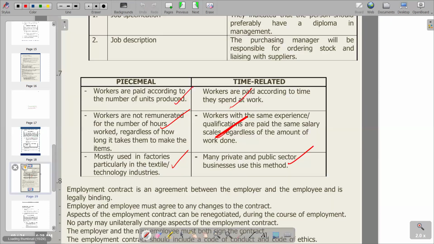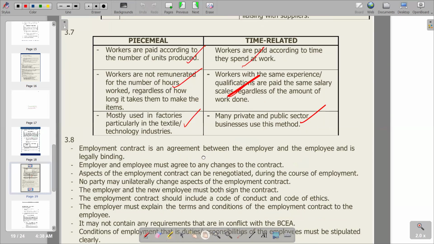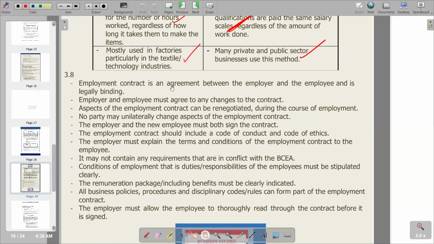So we've got a rundown of the legal requirements according to our response. The first one is saying an employment contract is an agreement between the employer and the employee and is legally binding. So this is the first that can constitute a legal requirement. The employer and employee must agree to any changes to the contract during the course of employment, and no party may unilaterally change aspects of the employment contract. And then the employer and the new employee must both sign the contract.